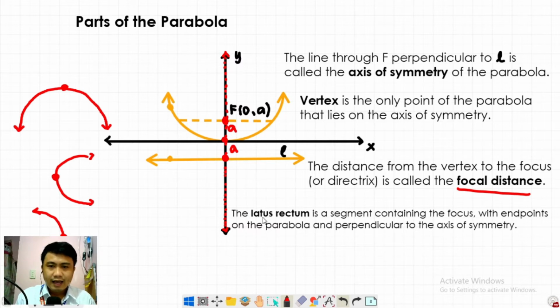The next one, the latus rectum. It's a segment containing the focus.